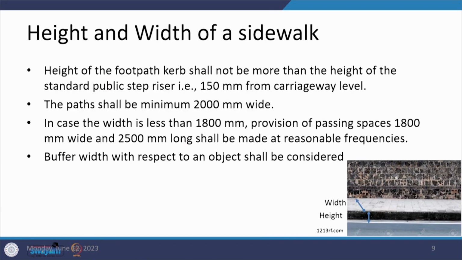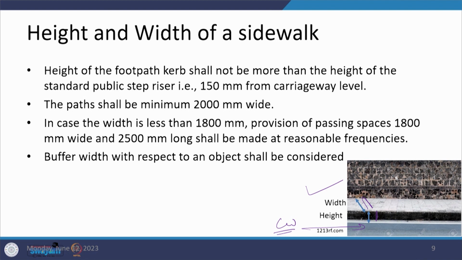Here, in continuation of our discussion with the pedestrian facilities, we are talking specifically about the height and width of a sidewalk. As you can see in this photograph, a sidewalk is being provided. There is a width of the sidewalk, there is a height of the sidewalk, and we have the carriageway along the sidewalk here, and at the back side there is a wall.